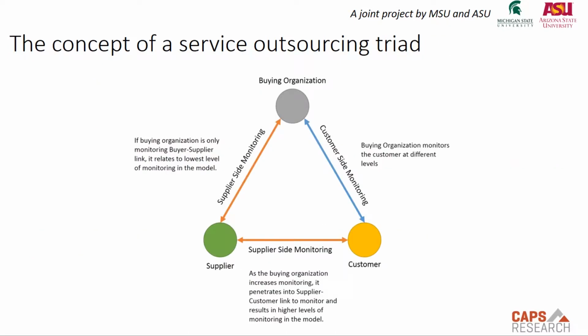So again, the tool is going to focus on how much monitoring we do once a supplier is selected. So we've selected the supplier. We're now going to decide how much should we monitor the supplier and how much should we monitor the customer. And as we monitor the supplier more, it's going to lead into looking at the link between the supplier and the customer. So we would get much more involved in that part of the operation.